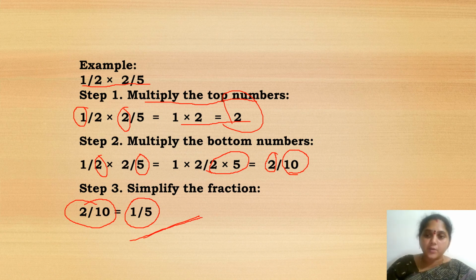This is how we are going to do multiplication of fractions. First, we have to multiply the numerators, then multiply the denominators, whatever the numbers are. Multiply numerator into numerator, denominator into denominator. Then, if both numerator and denominator can be divided in the same table, divide the numbers. Then you will get the simplest form of the fraction.